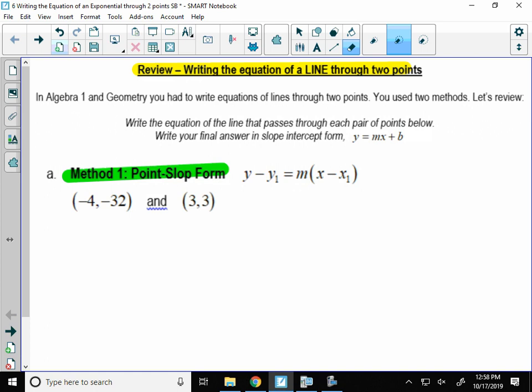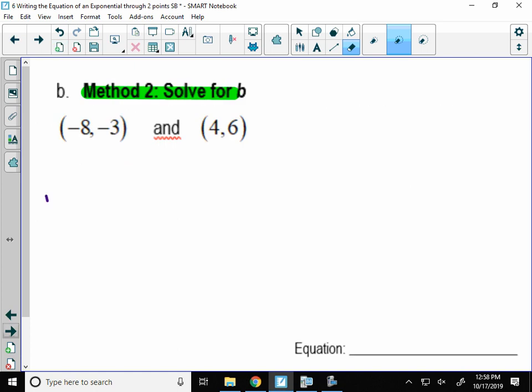I like it better. I think it's faster than solve for b, but solve for b is more similar to what we're going to do. So if you are a 10th grader and took geometry at Hayes last year, this is the method that the geometry teachers at Hayes use. If you're a 9th grader, you had Mr. Bricker last year, he likes this method, solve for b. And everyone's probably done this. So let's review it real quick.